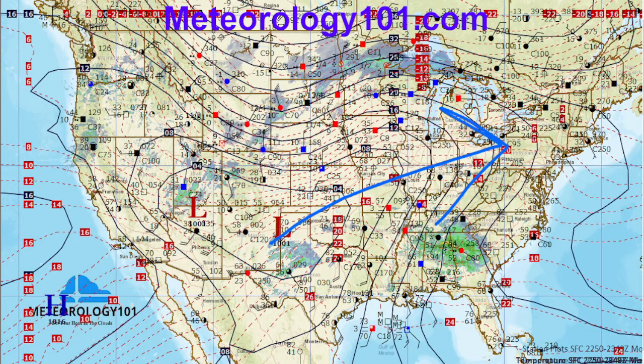Typically when you're looking at this ridging, you're looking at the high pressure pushing through, and that's justifying the cold front. But if you had a cold front back here, we had that troughing, so your high pressure system's well off the west coast.